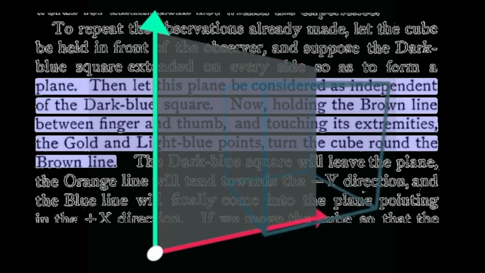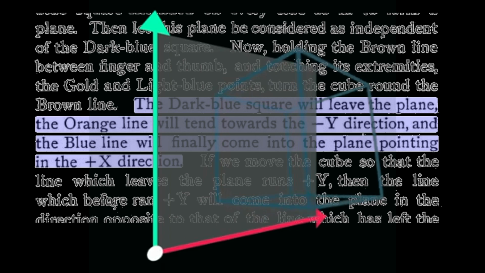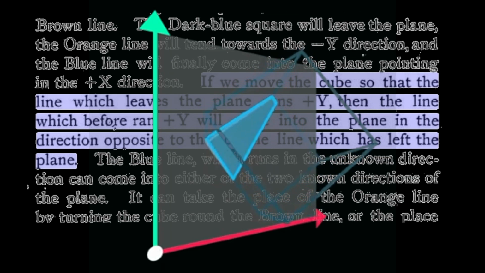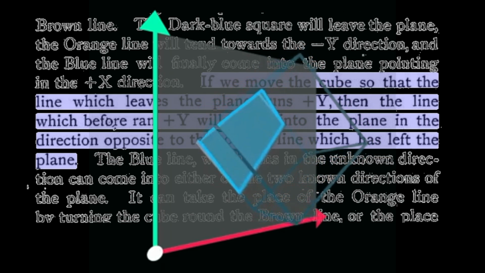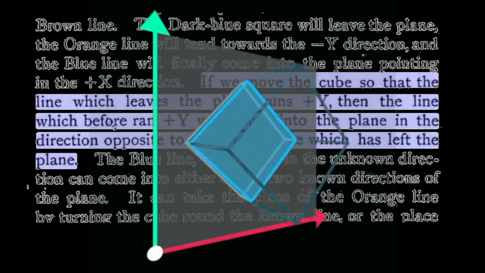The dark blue square will leave the plane, the orange line will tend towards the y direction, and the blue line will finally come into the plane pointing in the plus x direction. If we move the cube so that the line which leaves the plane runs plus y, then the line which before ran plus y will come into the plane in the direction opposite to that of the line which has left the plane.